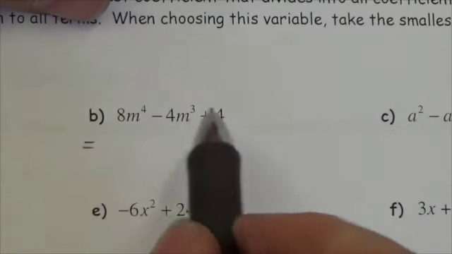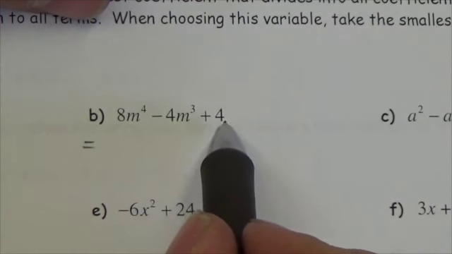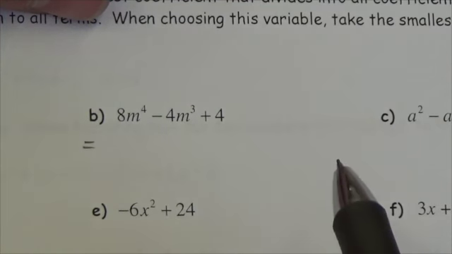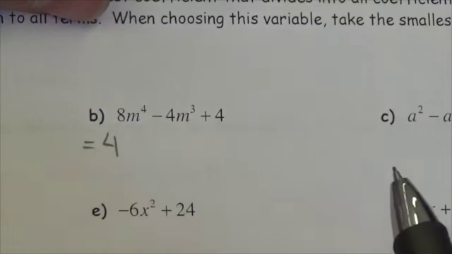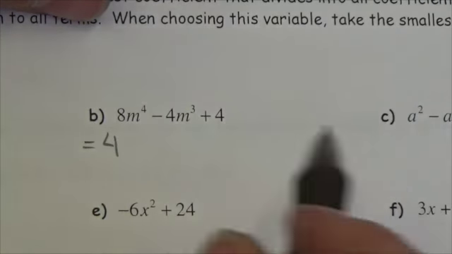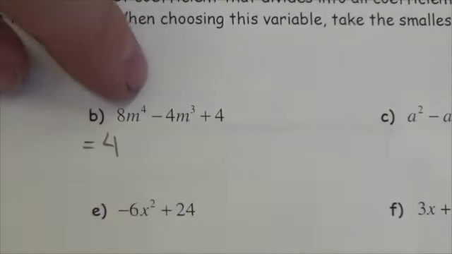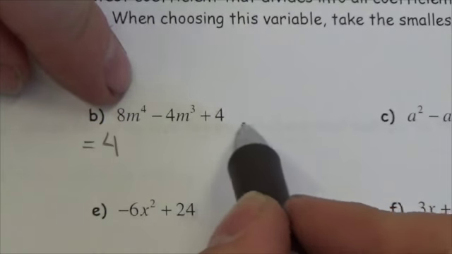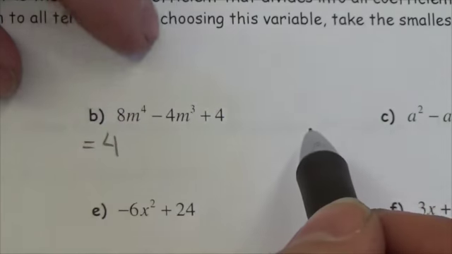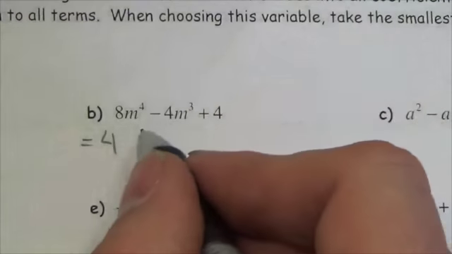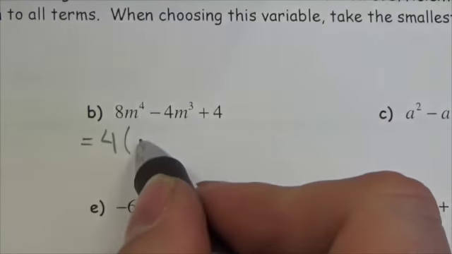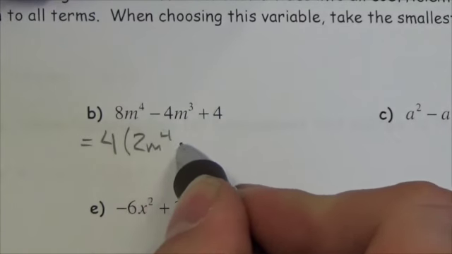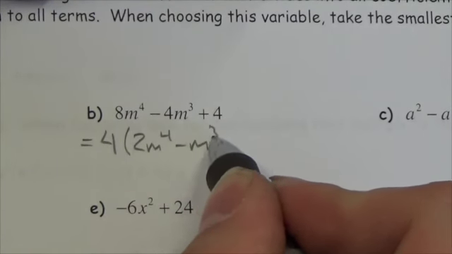Here, first of all, look at the coefficients. 8, negative 4, 4. Well, they've each got a common factor of 4. And that's it. Now, you might be tempted to say m. Well, I got m here, m cubed even, because it's the smallest there. But m isn't common to this last term. And if it's not common to all terms, it's not common. So then just divide out a 4 here, and you'll get 2m to the 4th minus m cubed.